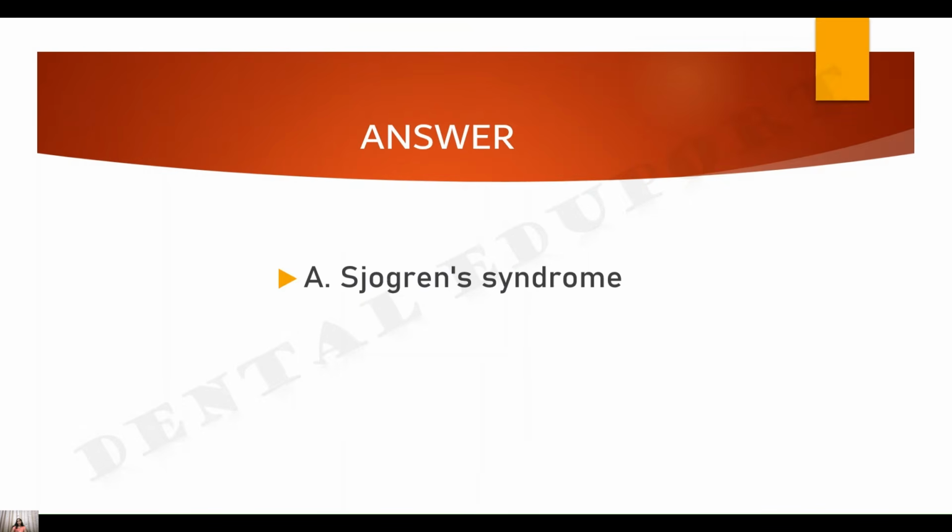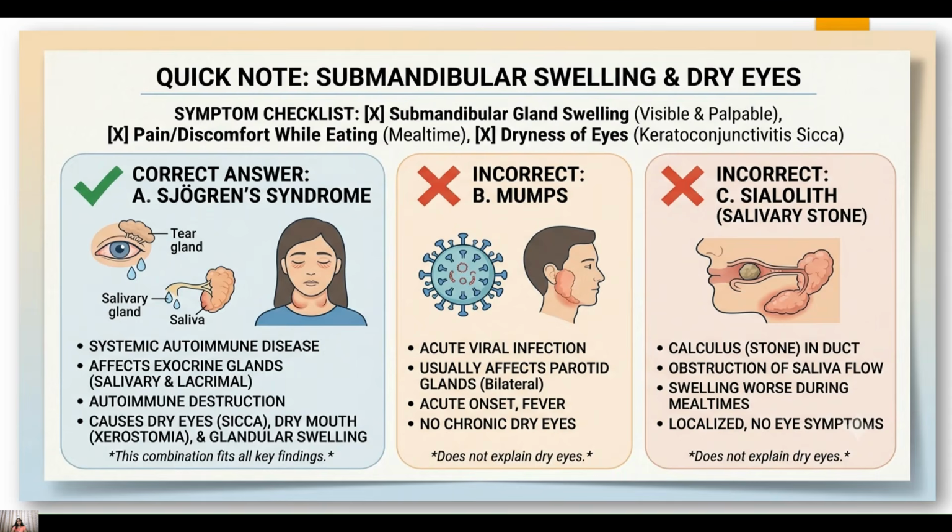Sjogren's syndrome. When a patient reports salivary gland swelling, pain during meals, and dry eyes, here you are looking at a systemic autoimmune condition, that is Sjogren's syndrome. Autoimmune destruction affects both salivary and lacrimal glands, causing dry eyes and xerostomia, which leads to glandular swelling and discomfort while eating. While a sialolith causes swelling during meals, it would not explain dry eyes. Mumps is an acute viral infection that wouldn't typically present with dry eyes either.